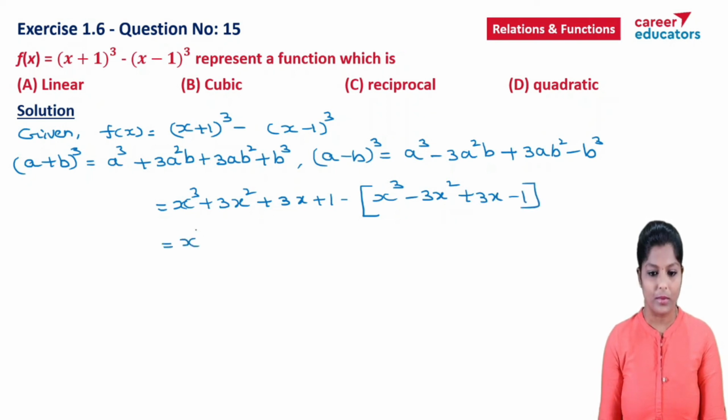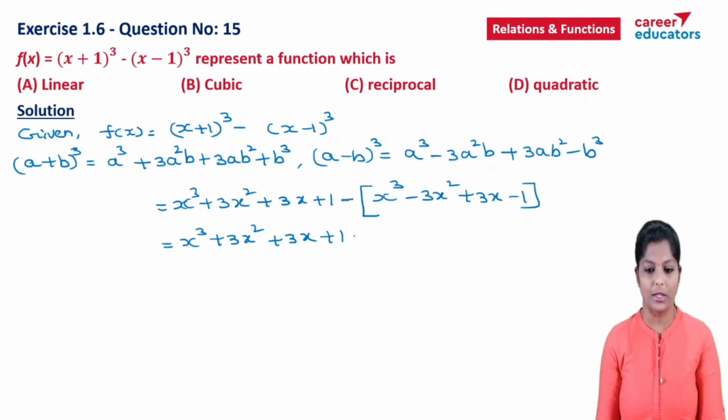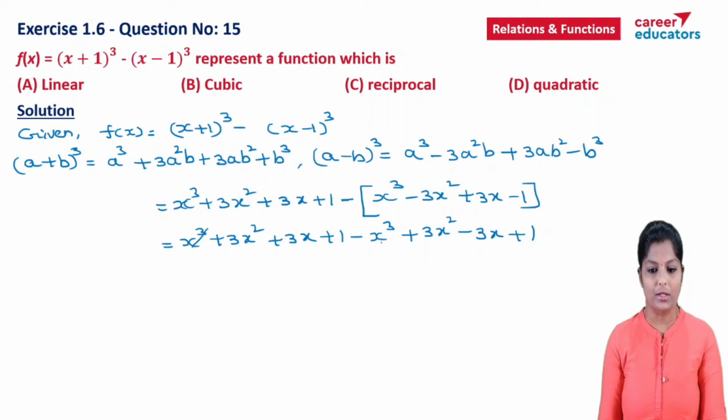Next, x cube plus 3x square plus 3x plus 1. Next, we have to multiply minus with all the terms. We will get minus x cube plus 3x square minus 3x plus 1. x cube minus x cube will get 0. 3x minus 3x will get 0. Write the remaining terms, we will get 6x square plus 2. Now, the degree of this equation is 2.